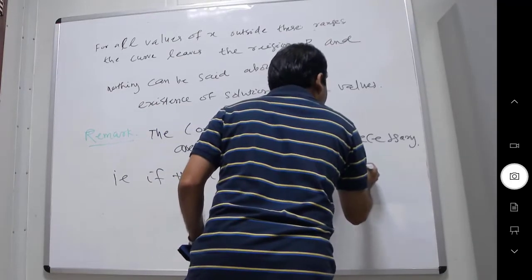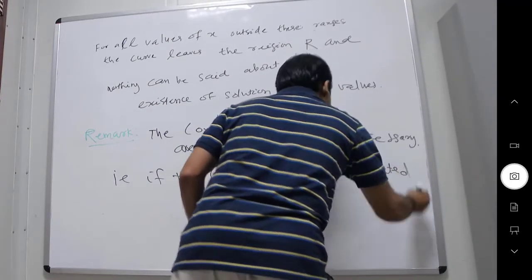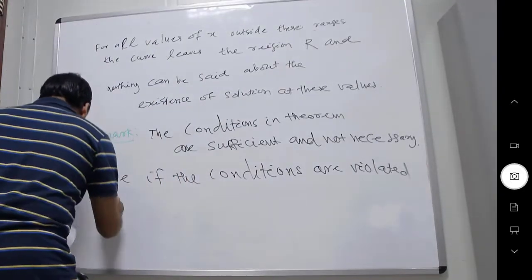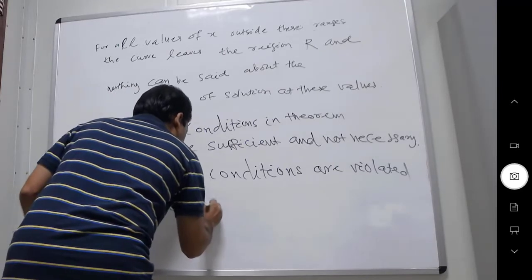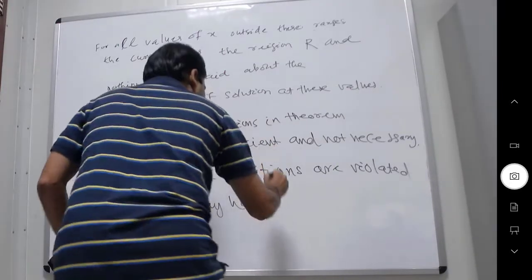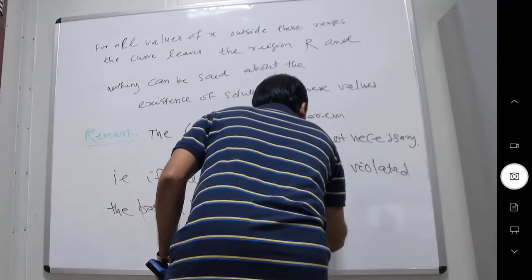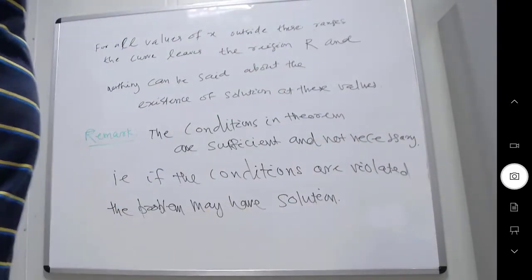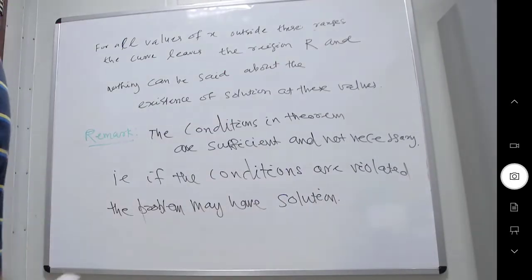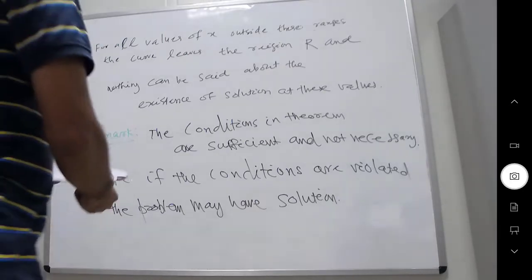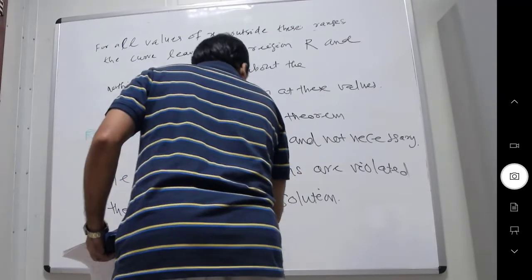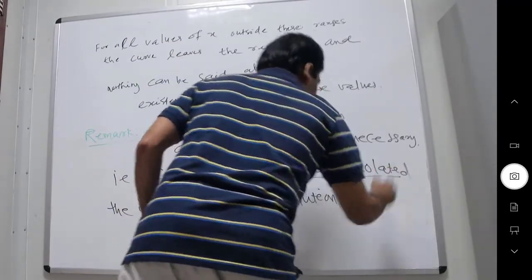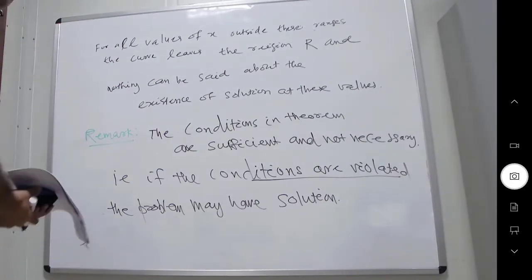if the conditions are violated, the problem may have a solution, right? Sufficient means even if the conditions are not satisfied, the problem may have a solution. That means some other theorem you have to study for this. So let us discuss this. May have a solution.